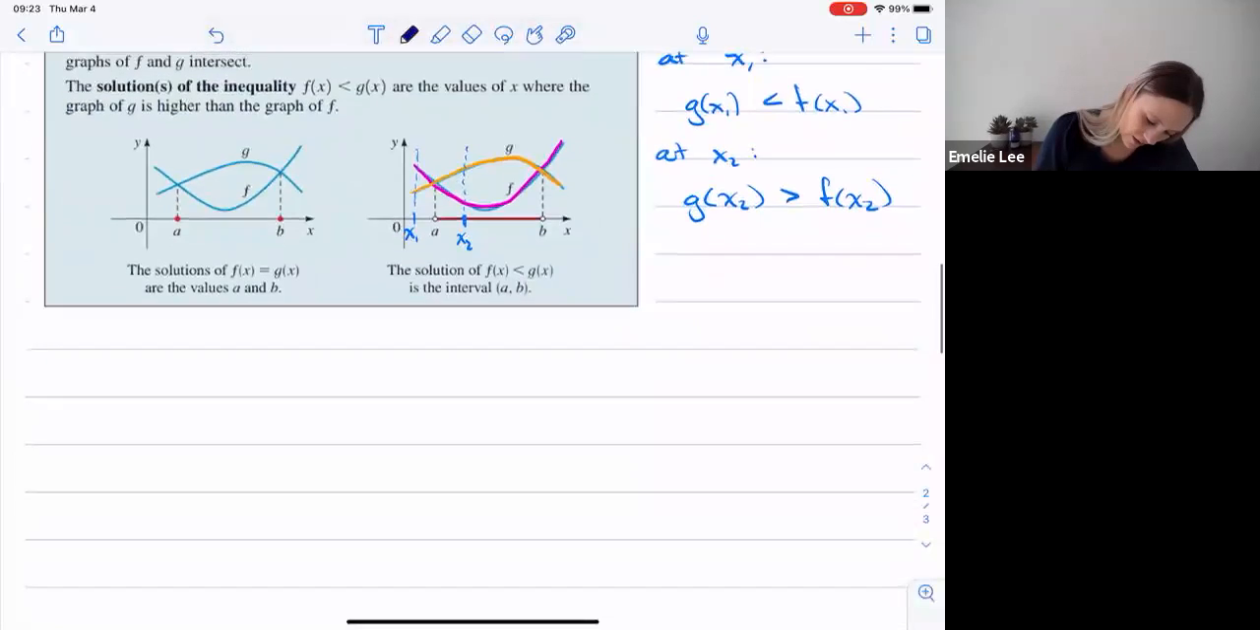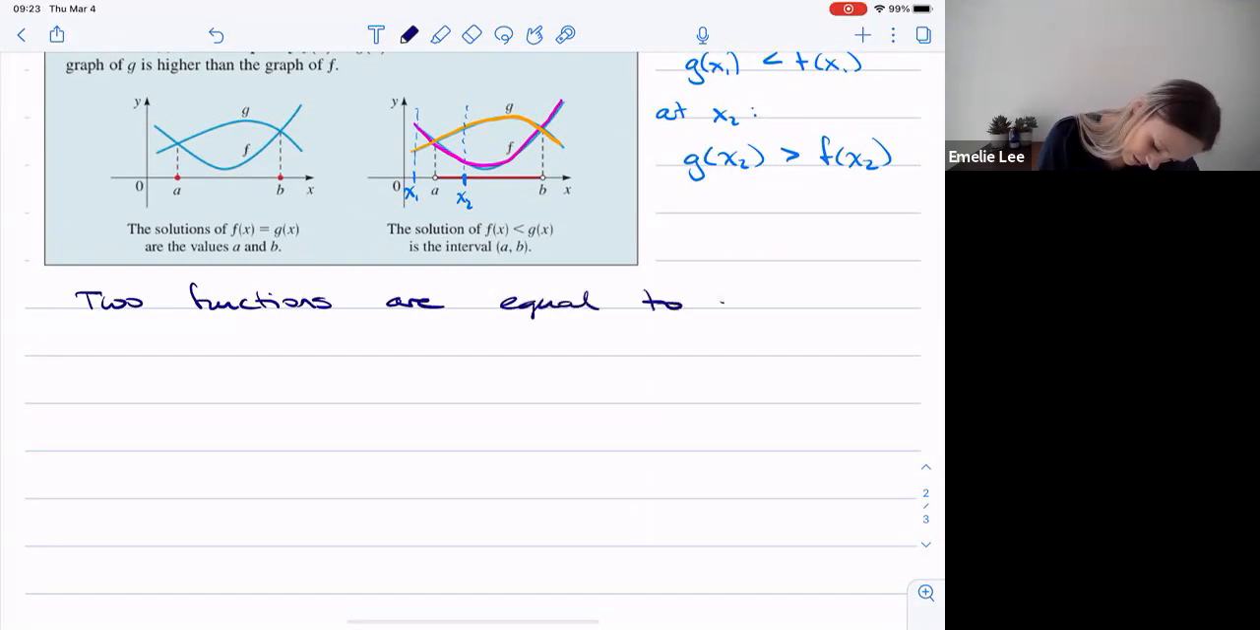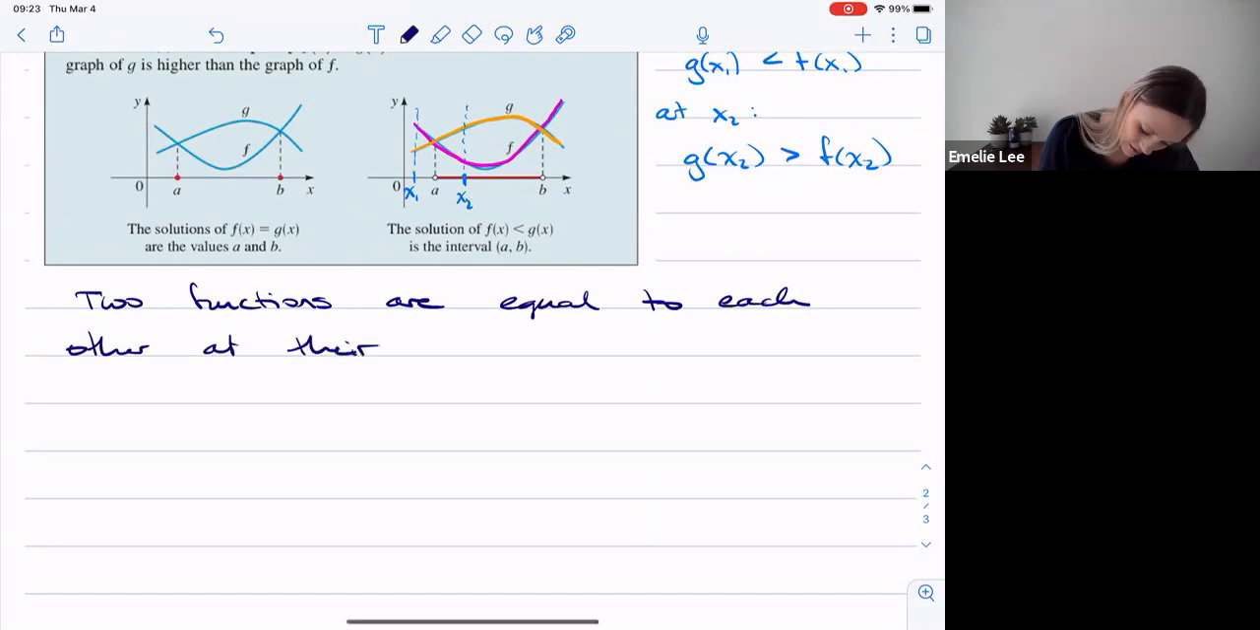I do want to make a note here just to emphasize two functions are equal to each other at their points, potentially more than one, points of intersection.